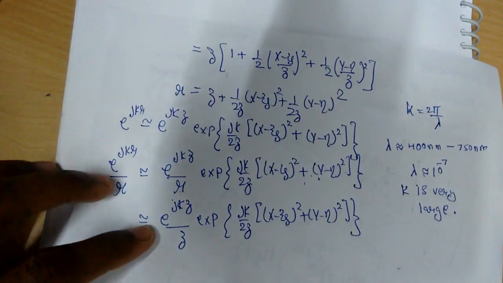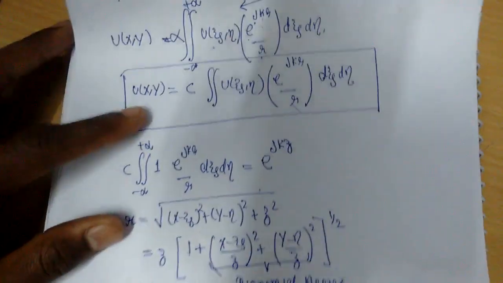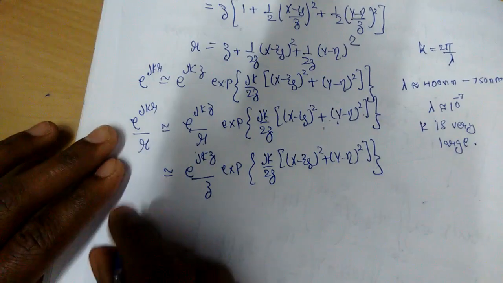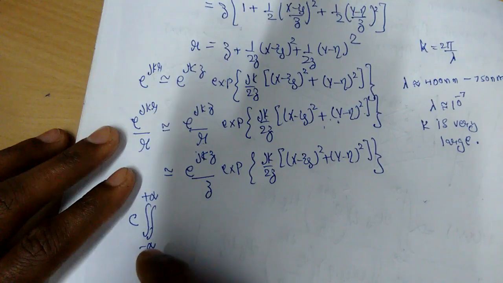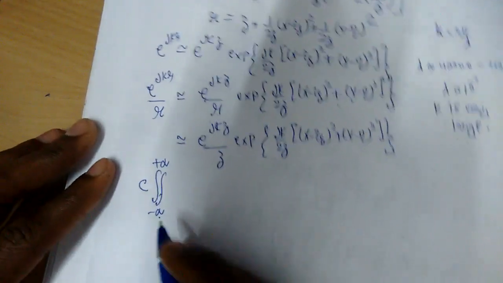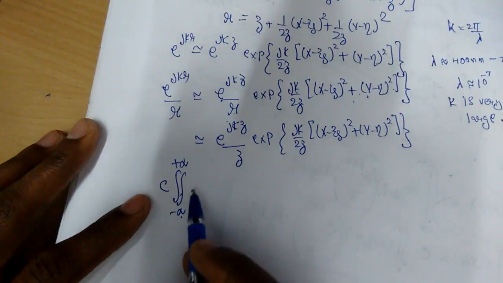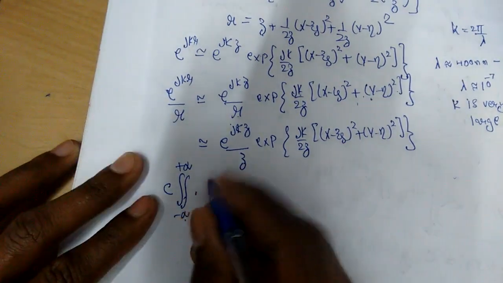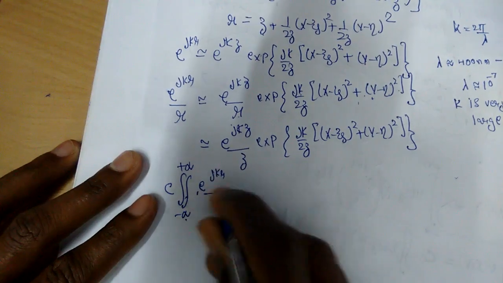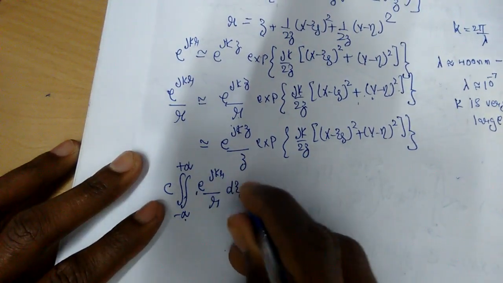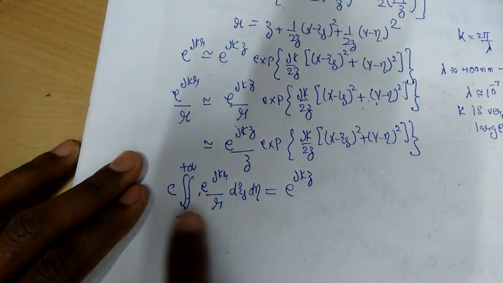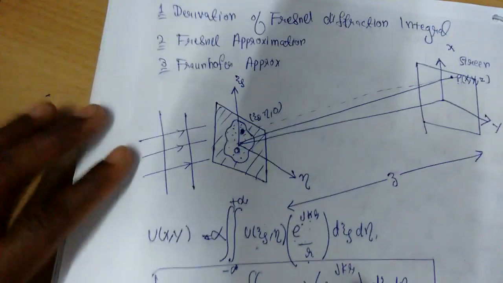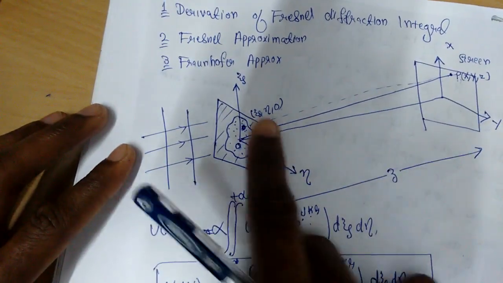Okay, so now let me write the normalization equation, which is this one again. So what we have is c times the integral over whole space from minus infinity to plus infinity. We are considering that there is no aperture, so the value of u of zeta, eta will be 1 here. It will be simply e raised to power jkr divided by r d zeta d eta, that will be e raised to power jkz. That simply means that the incident plane wave, let me repeat, the incident plane wave remains a plane wave because there is nothing here.